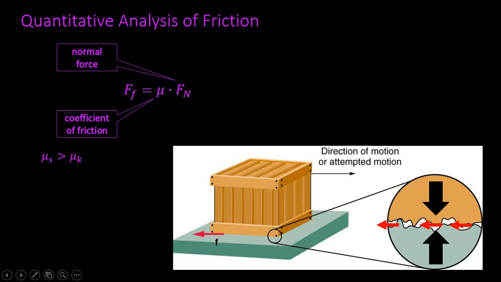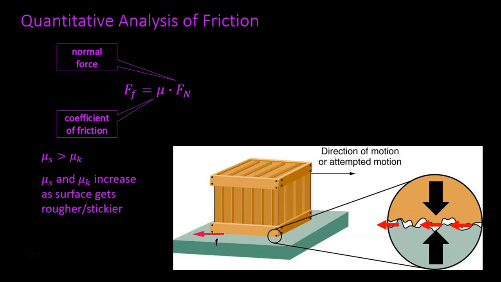The first factor is whether it's moving or not moving. For an object, the static coefficient of friction is always going to be larger than the kinetic coefficient of friction. The coefficient of friction increases as a surface gets rougher or stickier. So surfaces that are rougher or stickier will have a larger coefficient of friction.